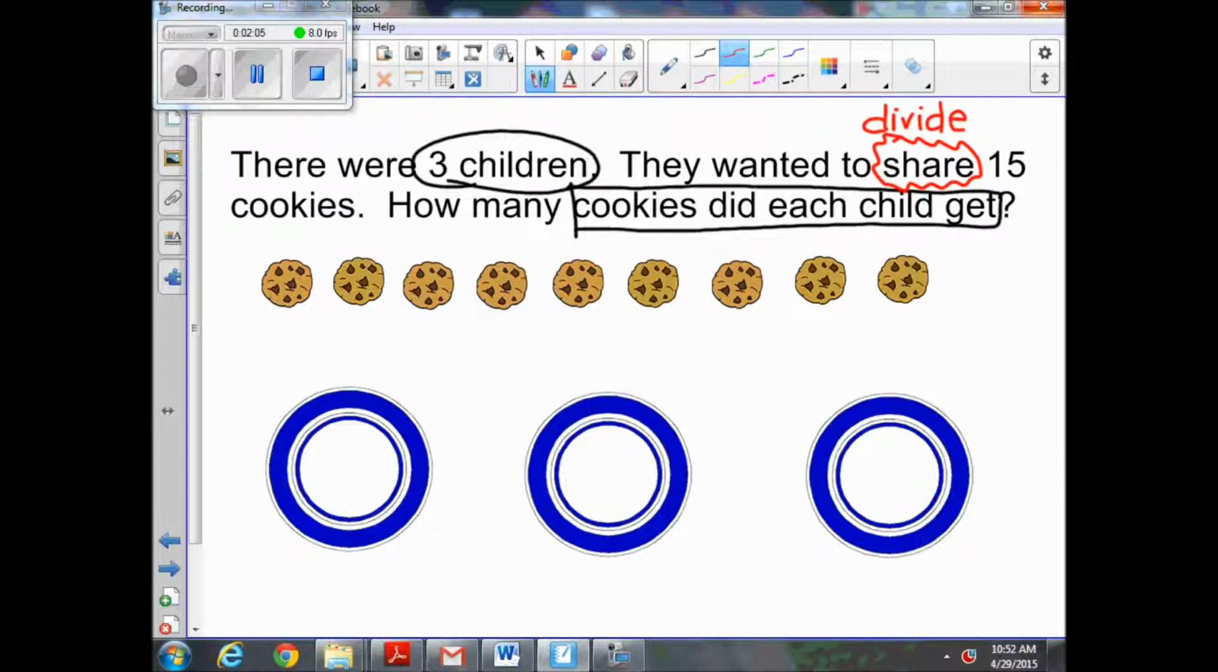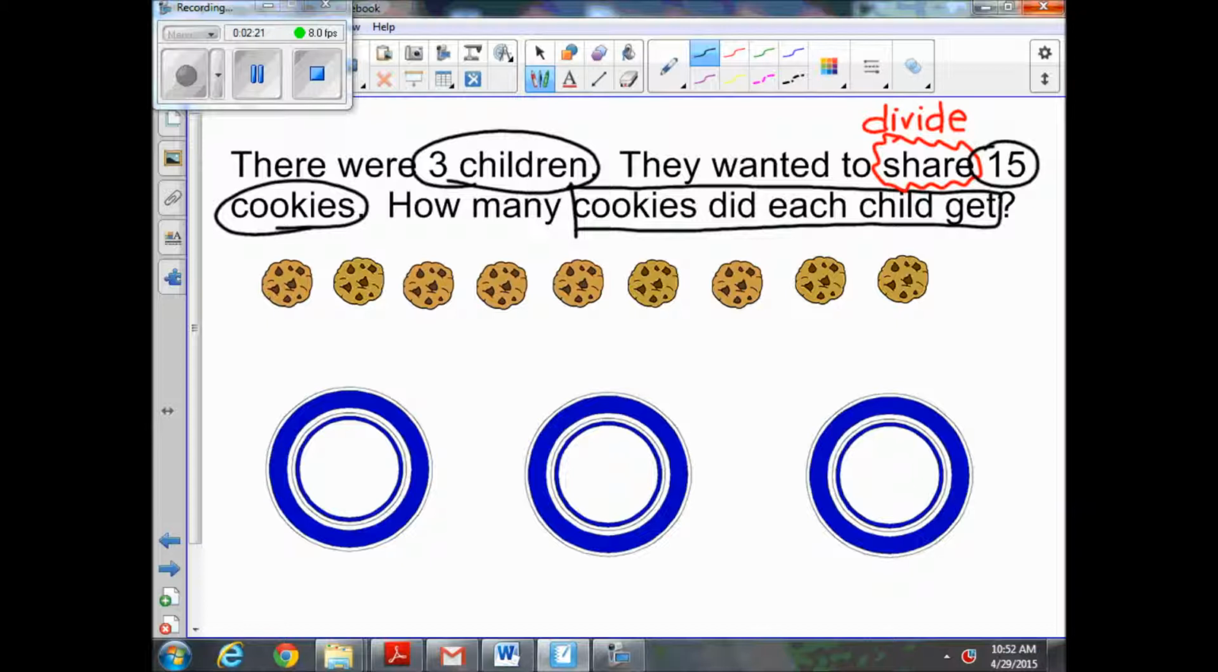But I still have one more supporting detail. I know I'm going to need 3 children. I know they're going to divide or share something. What are they going to divide or share? 15 cookies. Yes, 15 cookies.